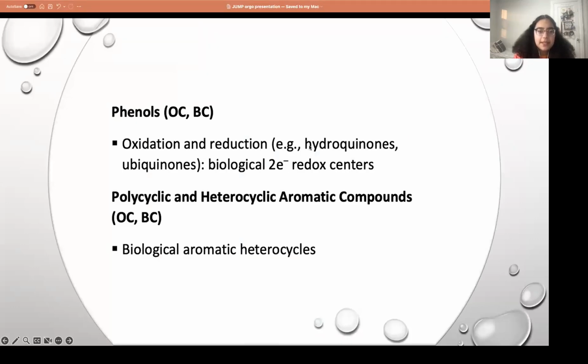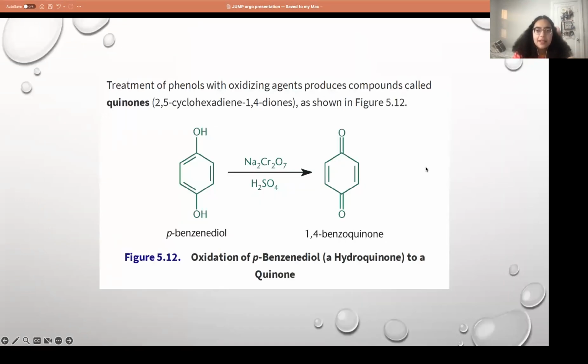And then I think this is the last thing, phenols, oxidation reduction. So biological redox. Redox in general would be Gen Chem. A lot of this also overlaps into biochem because these are molecules you'll see in the electron transport chain. But basically, when you treat a phenol with an oxidizing agent, you get a compound called a quinone. So phenols are like benzene alcohols. As you can see, you have benzene diol, P being para because they're across from each other. So again, the nomenclature is good to be familiar with.